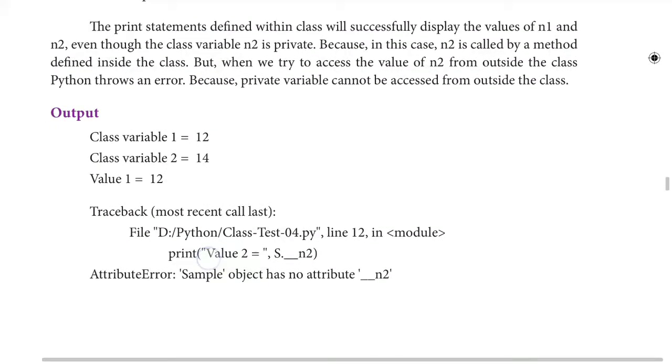So this is the output of the program. Class variable 1 is 12, class variable 2 is 14, value 1 is 12, but value 2 is 14 cannot be accessed, so it is throwing some error. Traceback: you can see that sample object has no attribute.